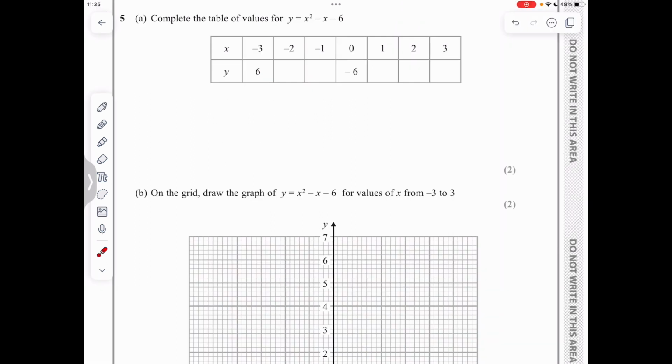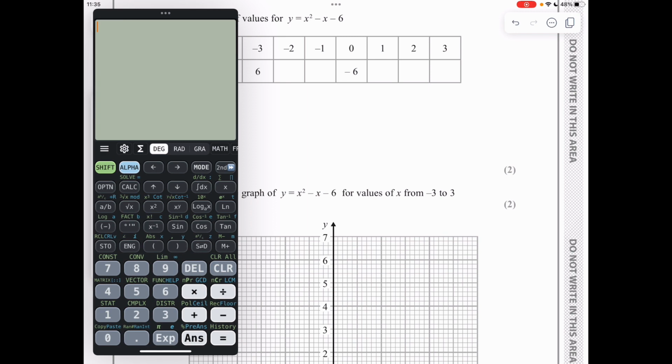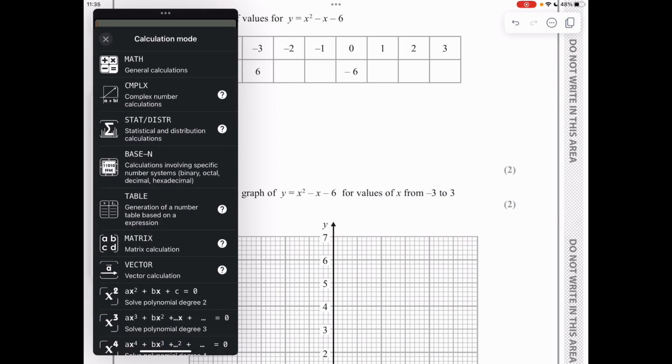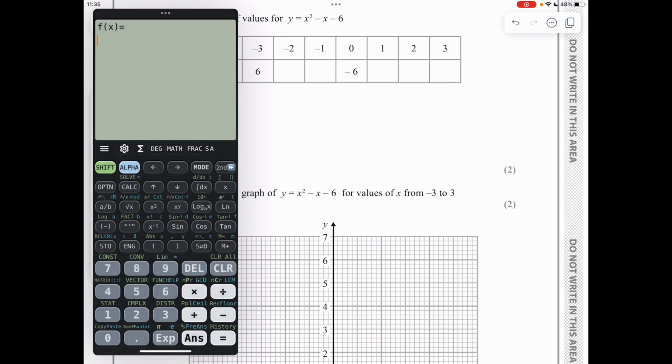In question 5, we are asked to complete the table of values for y is x squared minus x minus 6. And I could actually use my calculator here to produce the whole table. So I go into mode, I choose table. Now f of x will be x squared minus x minus 6. I press the equal sign.